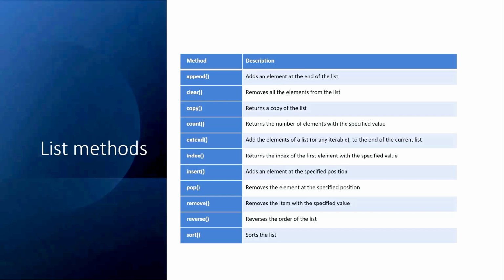Index will return you the index of the first element with the specified value. Insert adds an element at a specified position. Pop removes the element at a specified position. Remove removes the item with the specified value. Reverse reverses the order of the list. So it is important, because it's changeable, you get all these: pop, reverse, remove, extend, append. And the last one is sort, which will sort the list. So let's have a look at the example.